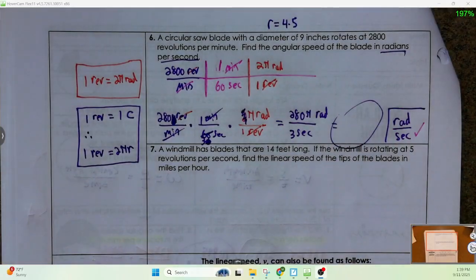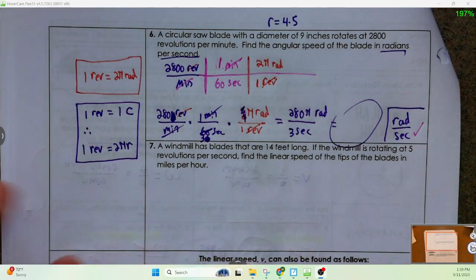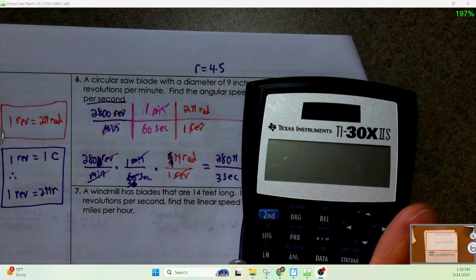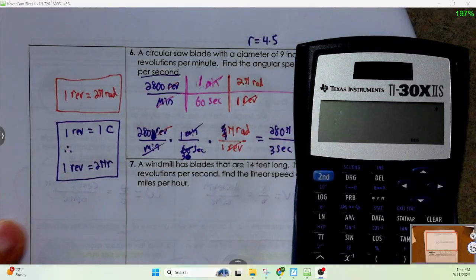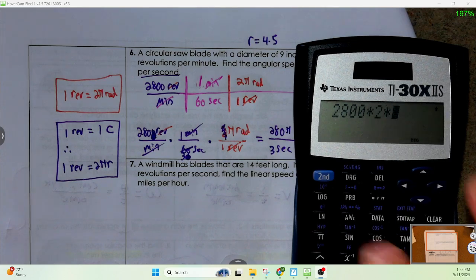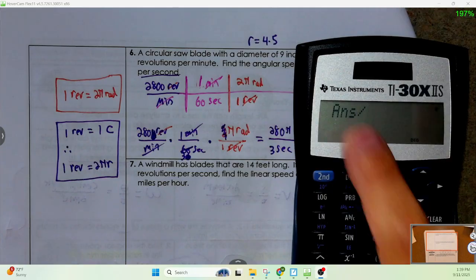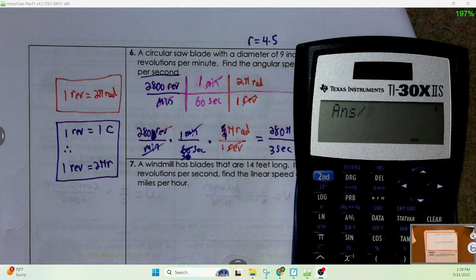But you also could do it on the top without worrying about that. You could just multiply it all out. So let's look at that for a second. I multiply by anything in the numerator and divide by anything in the denominator. So 2800 times 2 times pi, that's my whole thing, divided by 60. And that gets me 293.215.